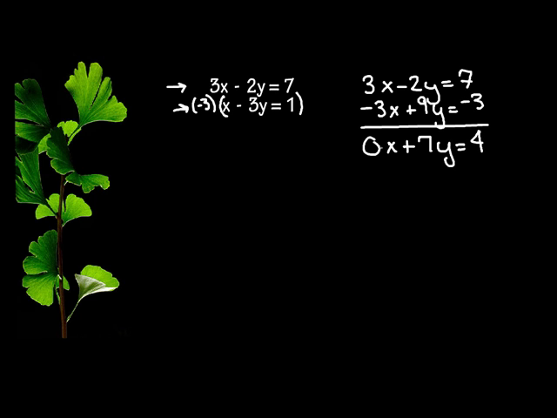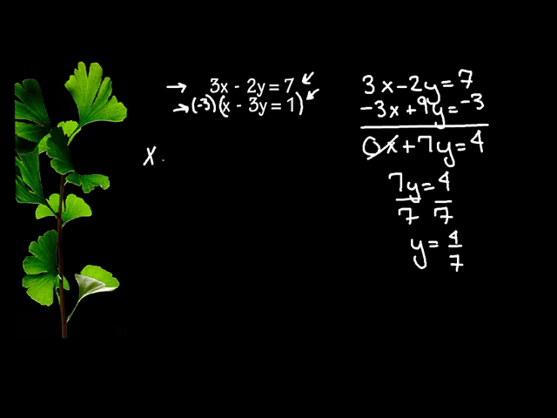Now 0x is the same thing as 0. So I have 7y equals 4. Now I'm going to divide both sides by 7. So y equals 4/7. Now don't forget I have another fraction here, okay? So now what I want to do is I want to solve for x. Now I can either use the first equation or the second equation. It doesn't matter. I'll end up with the same x value. But let's use the second one because the x is kind of by itself. But like I said, it doesn't matter.